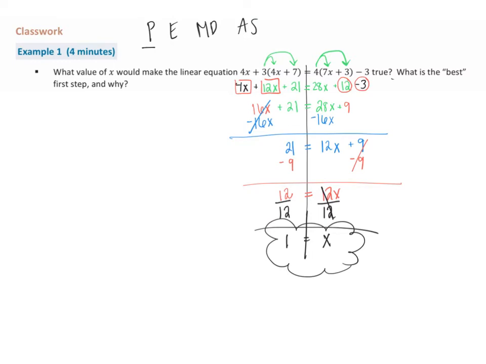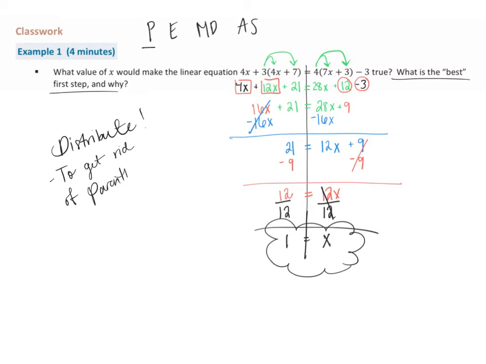And I'm just going to make sure that I answer this question. What was the best first step? Distribute. Why? To get rid of the parentheses. I'm done with example 1.